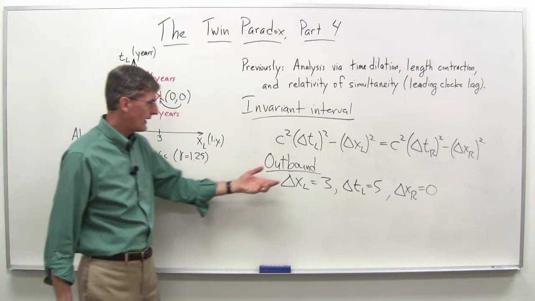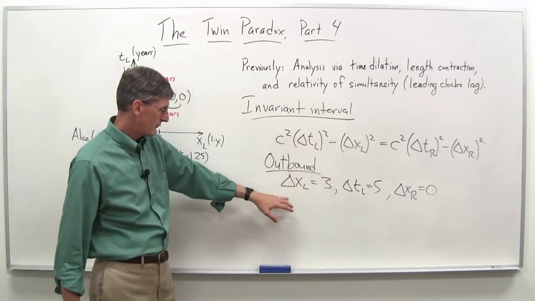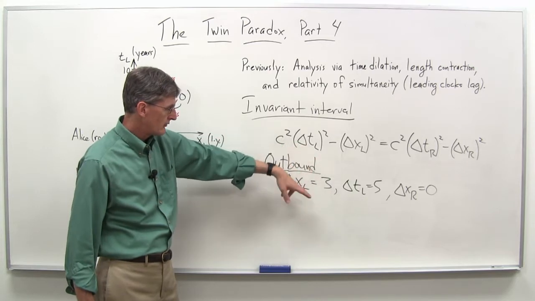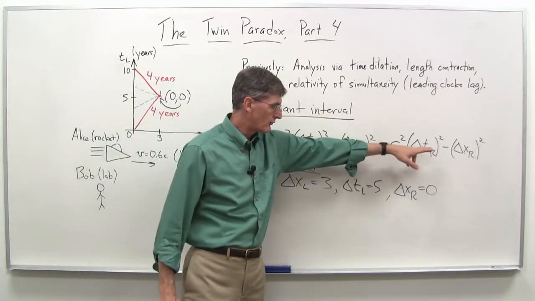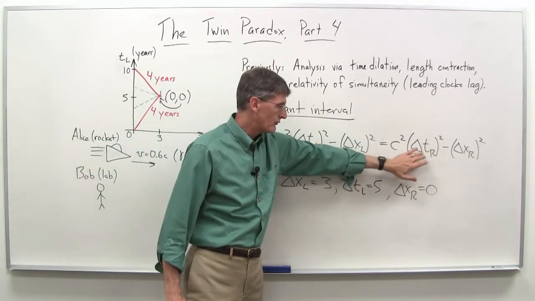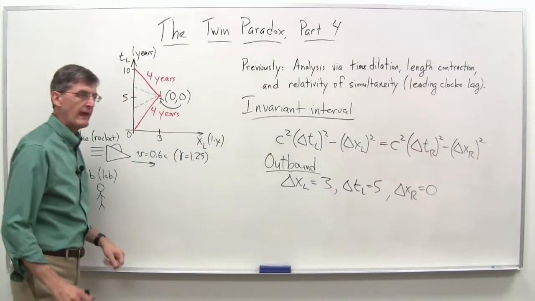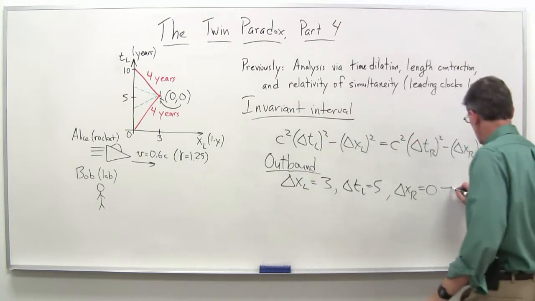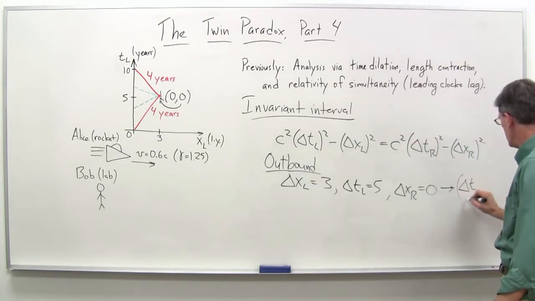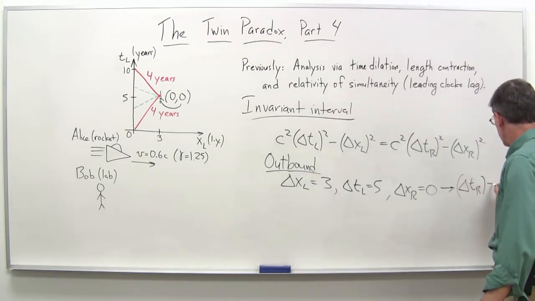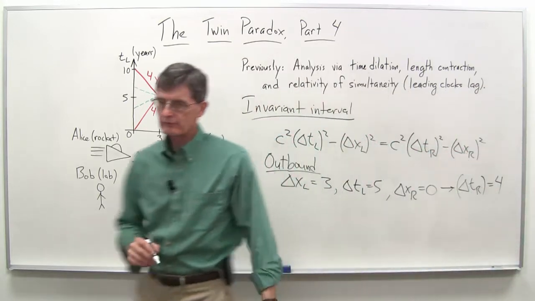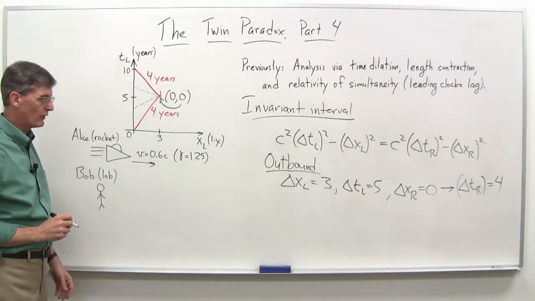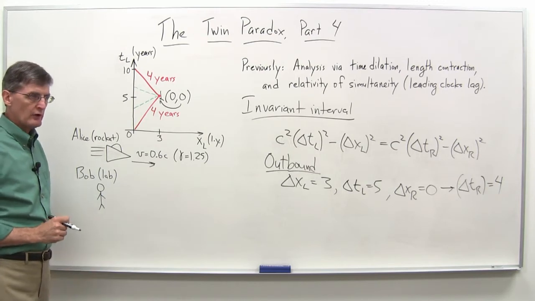And so we can see we have everything we need here. We've got delta XL and delta T sub L. We have delta XR over here, which is 0, so that disappears, and so we're just left with delta T sub R. When you plug in the numbers here, we get delta T sub R equals 4. It's easy to verify that if you want. So that's the outbound trip.